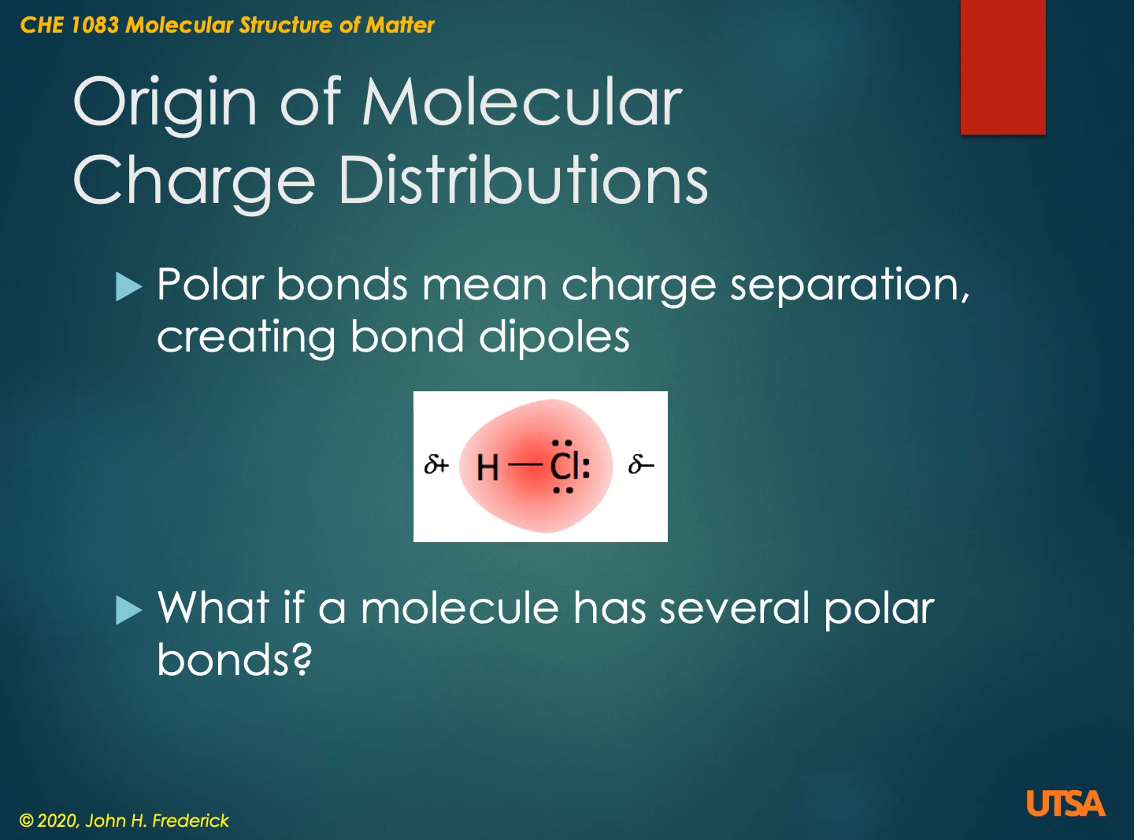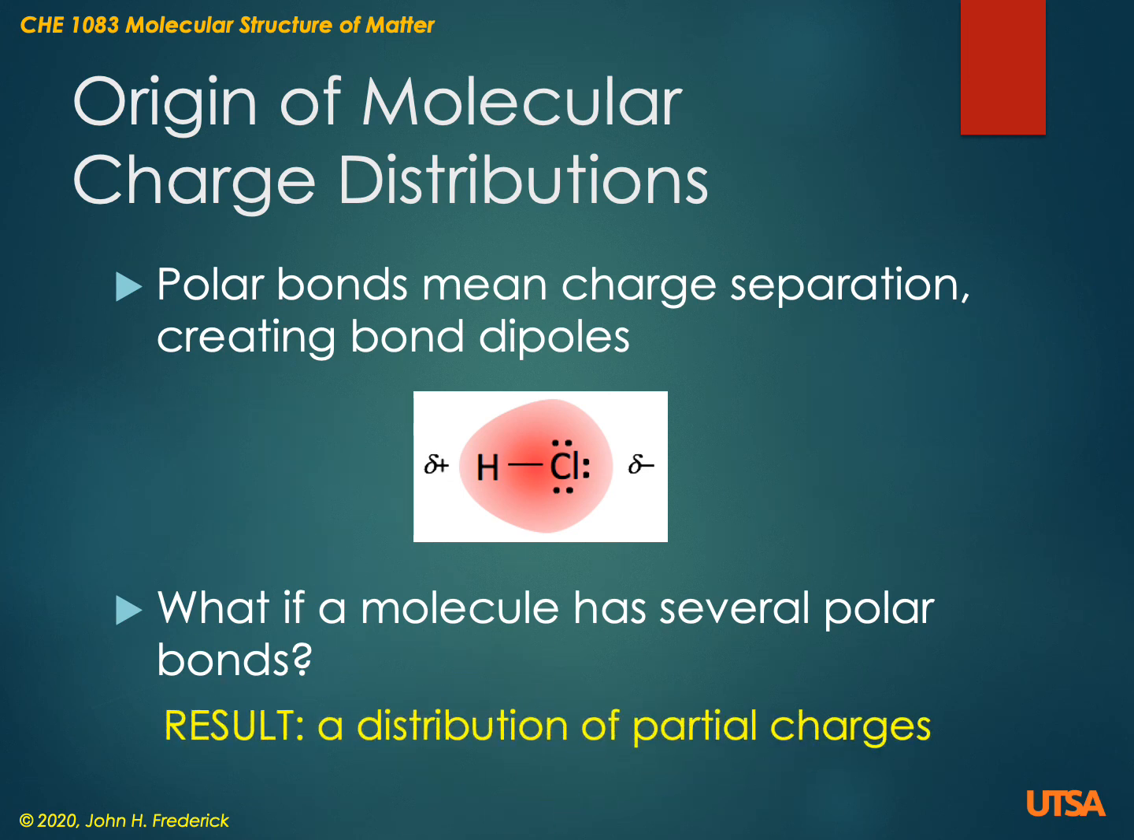So now what if we have a molecule with lots of polar bonds? What does that mean? And how can we visualize that? How can we get an idea of what that means for the molecule? Well, it's going to result in a distribution of partial charges. So we want to be able to predict where those partial charges might be, and for several reasons that I'll enumerate at the end.